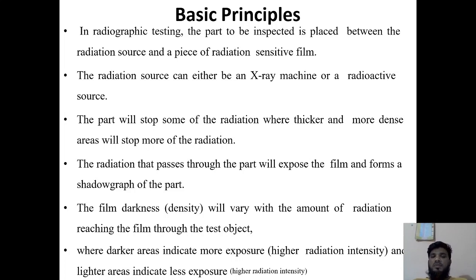The film density will vary with the amount of radiation reaching the film through the test object. How dense or thick the object is, and how much radiation energy you are sending, determines the output the test object will give. The dark area indicates more exposure, that is, higher radiation intensity has reached the film, whereas lighter areas indicate that less radiation intensity has reached it.